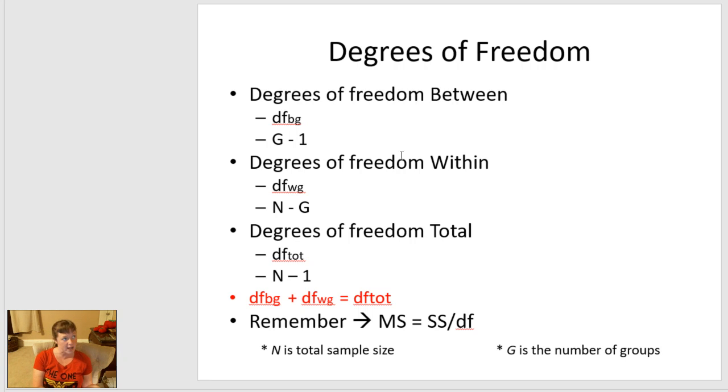So I would take 20 minus 4, and my degrees of freedom within would then be 16. And so I would take whatever the sums of squares within is and divide it by 16. And then degrees of freedom total is just n minus 1.